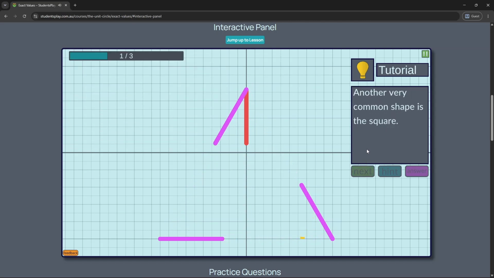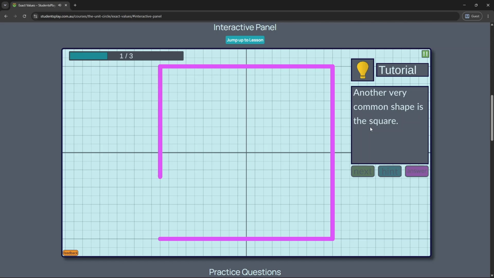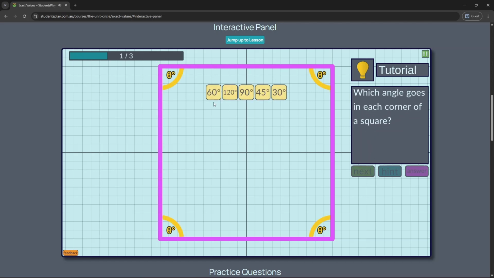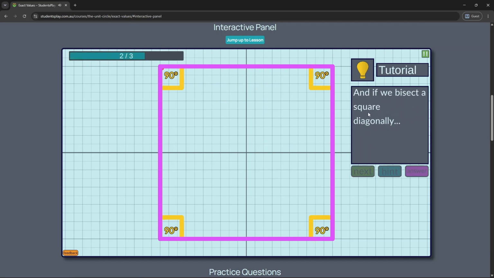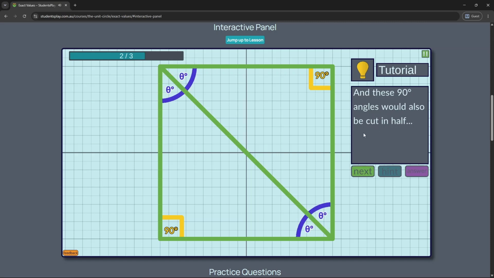Nice. Next. Another very common shape is the square. Which angle goes in each corner of a square? That would be 90 degrees. And if we bisect a square diagonally, we make two triangles. Yep, so one here and one here. And these 90-degree angles would also be cut in half. And each of these new angles would be half of 90 degrees, which is 45 degrees, which is another special angle.